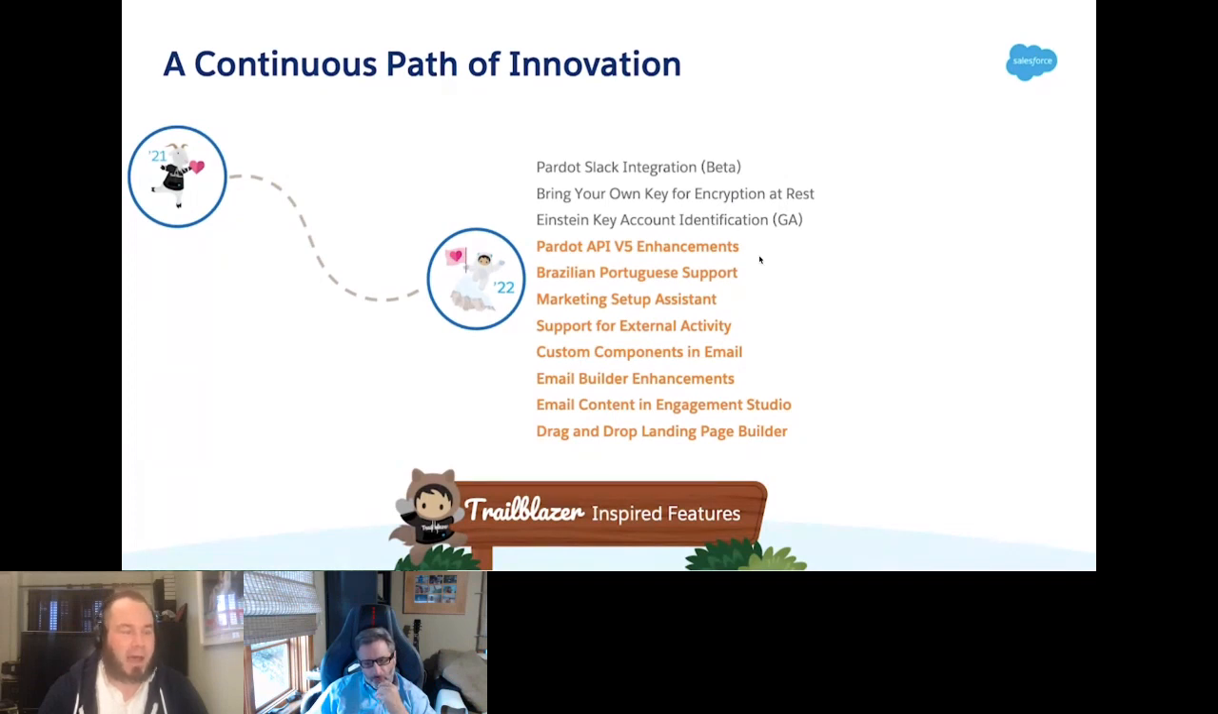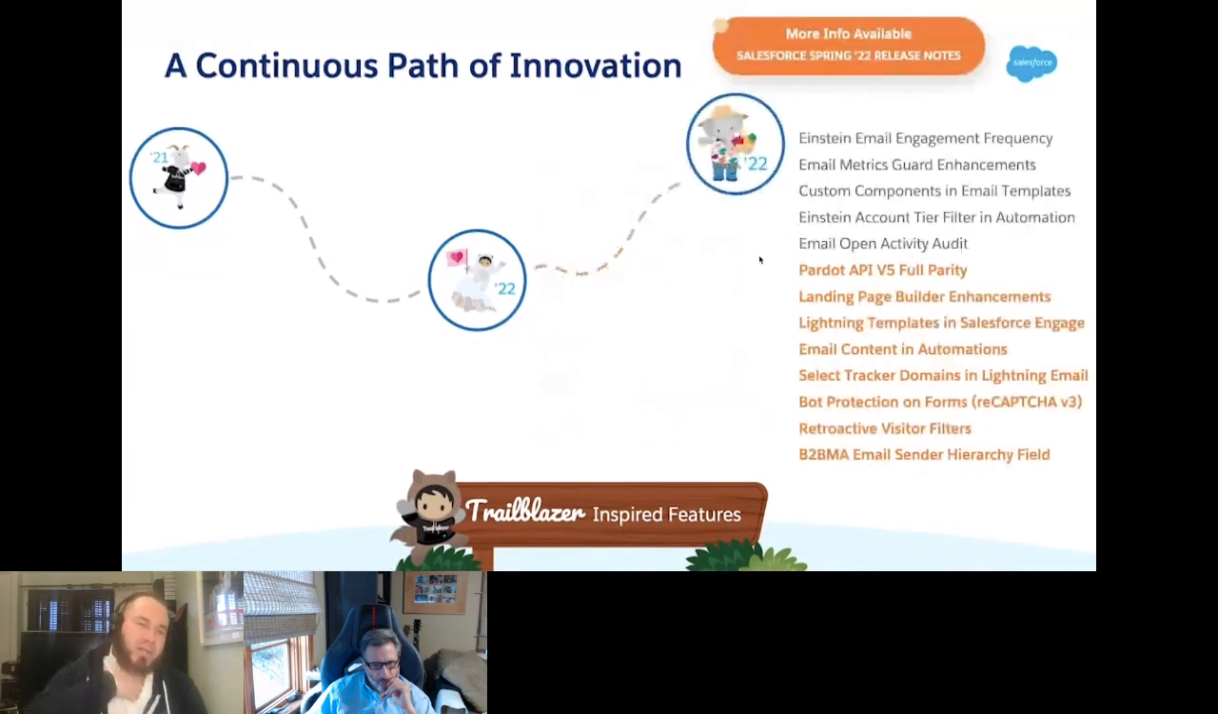Previously, it was limited just to list emails. The biggest things that are going on in Pardot at the moment are really on the back end. The V5 API has had some pretty massive optimization and overhaul, and we'll talk a little bit more about that. And then in the spring 22, there have been even more enhancements to the V5 API. It's now considered as having full parity with the V3 and the V4 API.